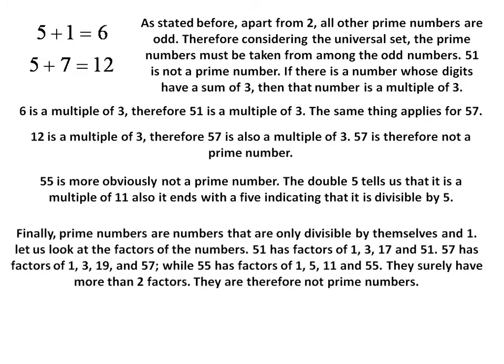So finally, prime numbers are numbers that are only divisible by themselves and 1. Let us look at the factors of the numbers. So 51 has factors of 1, 3, 17 and 51, which is more than itself and 1. And 57 has factors 1, 3, 19 and 57. 55 has factors 1, 5, 11 and 55. They have more than 2 factors. They are therefore not prime numbers.